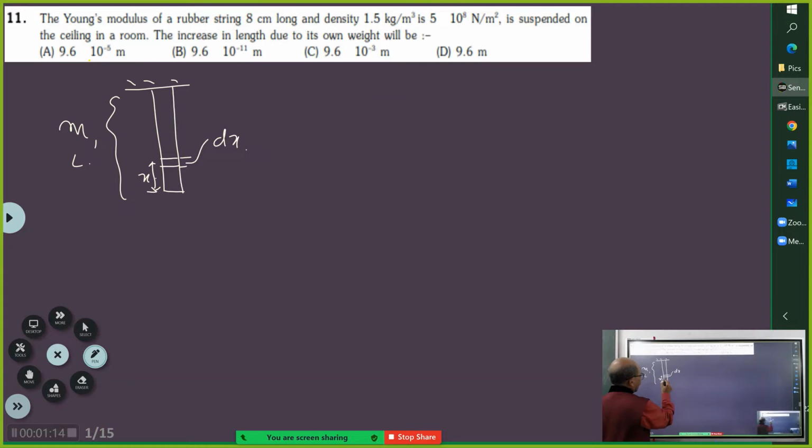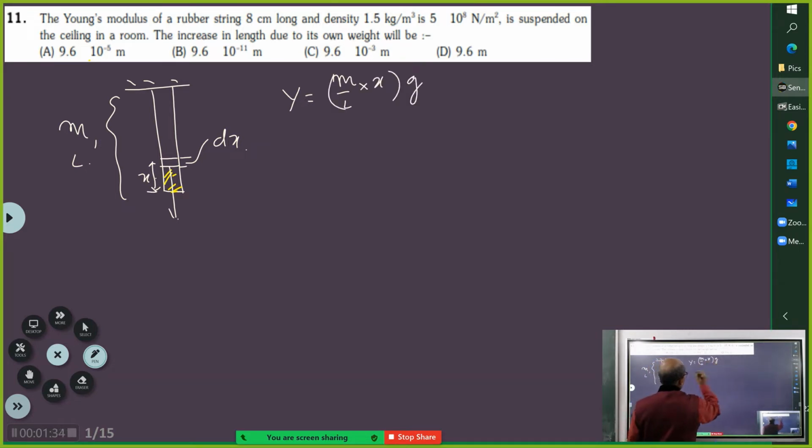Here, this portion is causing the force on this element. That is all you have to see. So you just write the equation for this element. Y is equal to the force. What will be the force? M by L into x into g. This is the force due to that element, divided by the cross-sectional area. That gives you the stress.